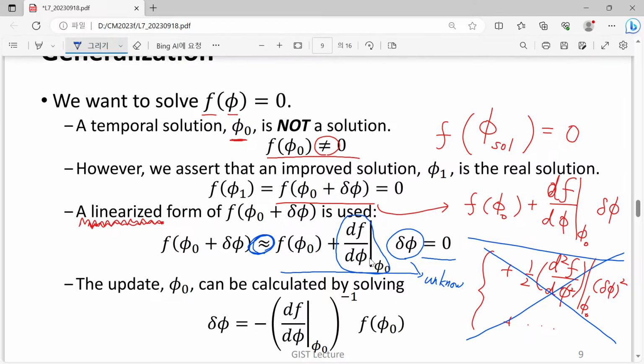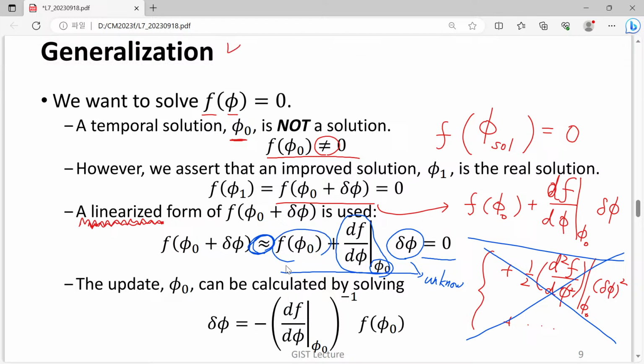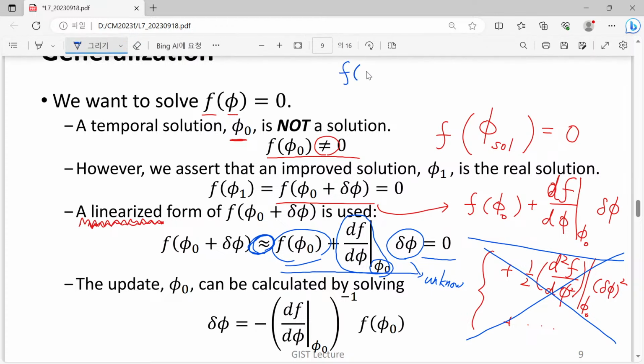Why? Because we know the form of the f function and phi naught is given, so evaluation itself is available. Also this function value itself is also available. So that means if we know the function value and its first derivative value at the given phi naught, then we can estimate the update vector, or update delta phi. So the update, oh sorry, I made a mistake.